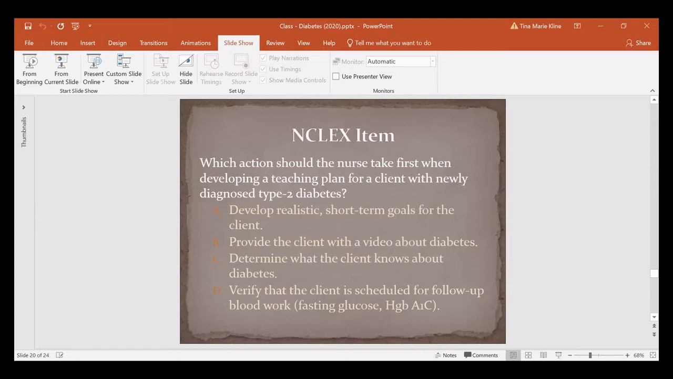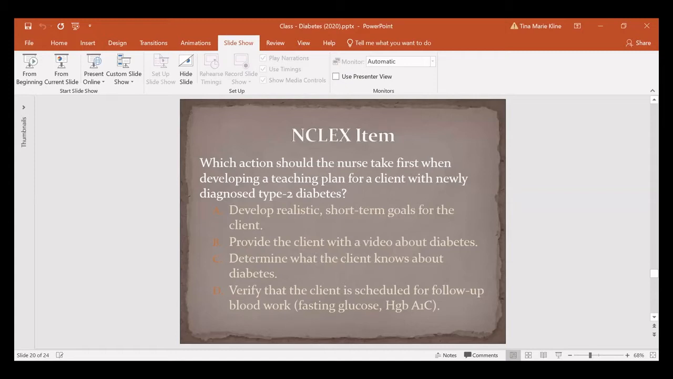Determine what the client knows about diabetes. Okay. Verify that the client is scheduled for follow-up blood work, fasting glucose and the A1C. So those are all things that I'm going to do. But if you think about which one is going to be the first thing that you do that is really kind of going to dictate everything else that you're going to do, it goes back to assessment. And even though option C does not use the word assessment, it doesn't use that term, it is assessment.